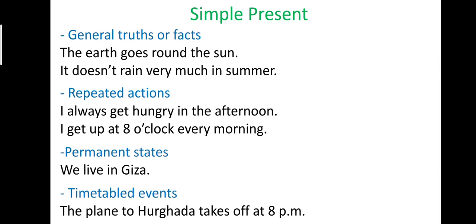We also use the present simple with timetable events. So these are the actions that are gonna happen in the future according to a timetable. For example, the plane to Hurghada takes off at 8 p.m. So this event here is going to happen in the future according to the timetable.